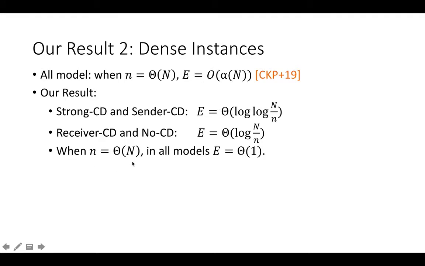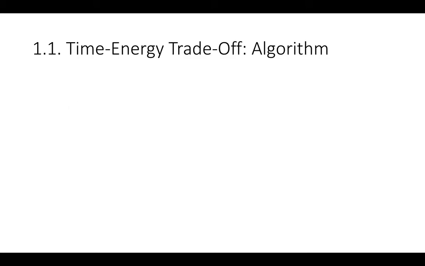And note that when small n has the same order as capital N, both of these two algorithms will achieve constant energy for leader election. So this improves upon the previous paper. Okay, next I will go into the technical details of our results.